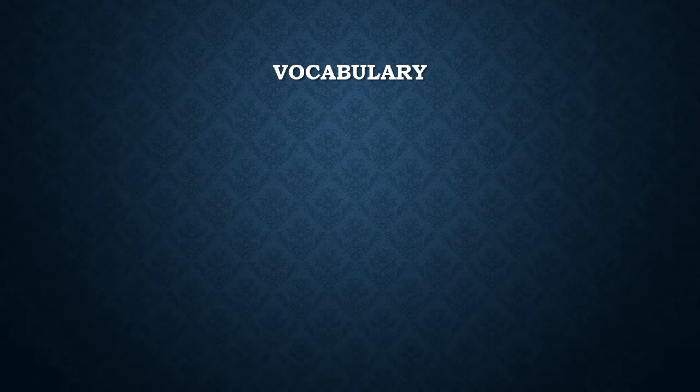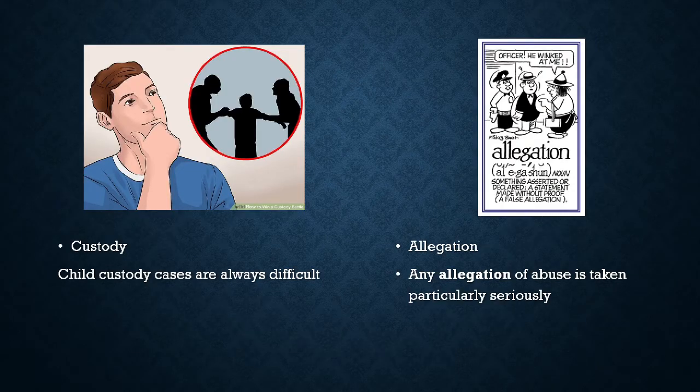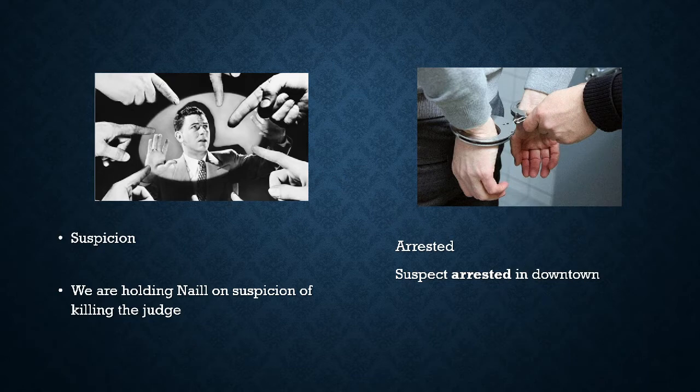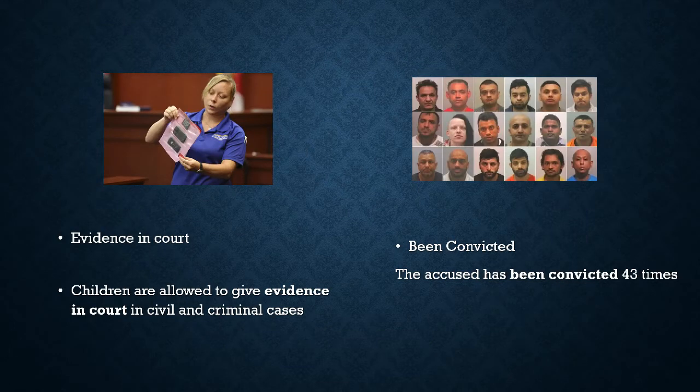Vocabulary. Custody. Child custody cases are always difficult. Allegation. Any allegation of abuse is taken particularly seriously. Suspicion. We are holding Neil on suspicion of killing the judge. Arrested. Suspect arrested in downtown. Evidence in court. Children are allowed to give evidence in court in civil and criminal cases.